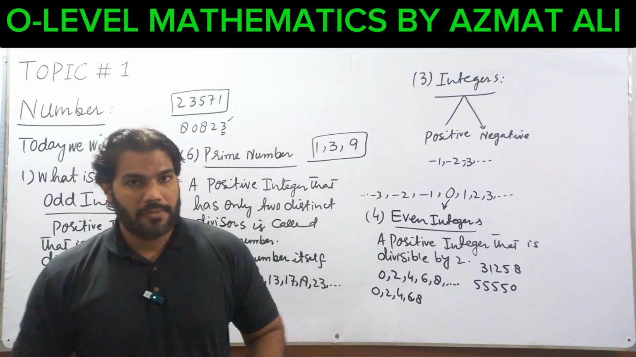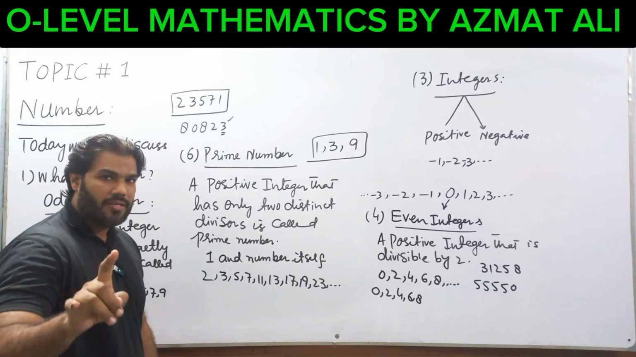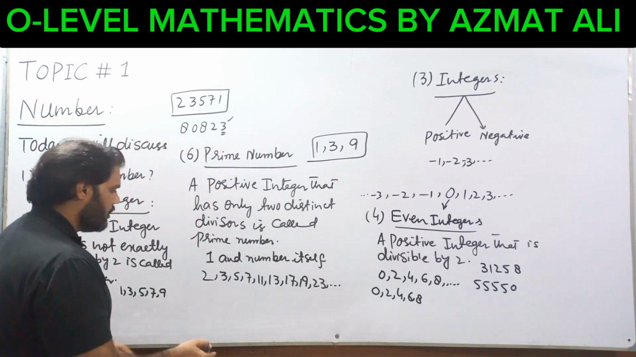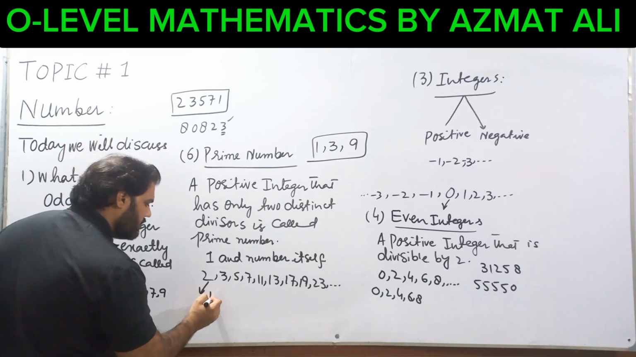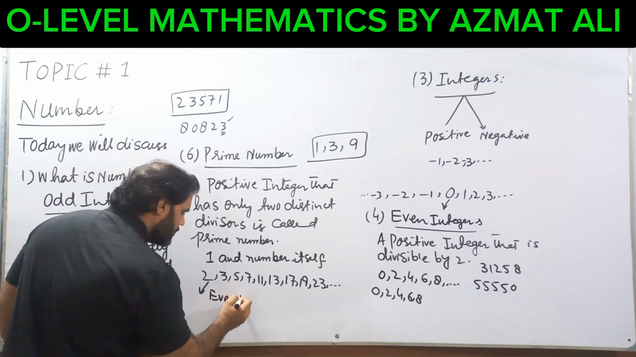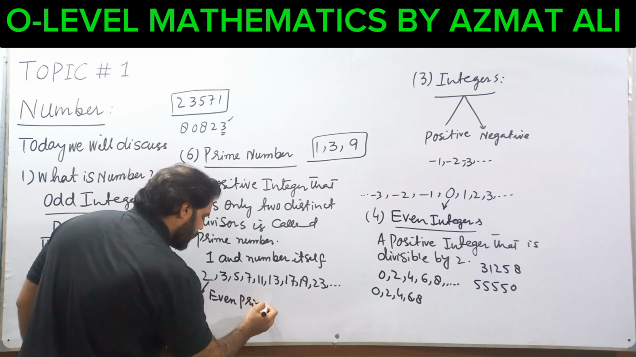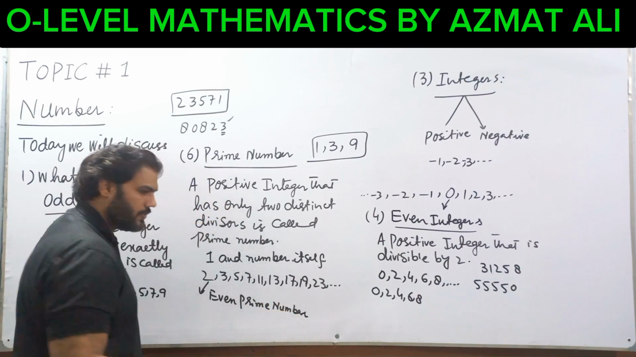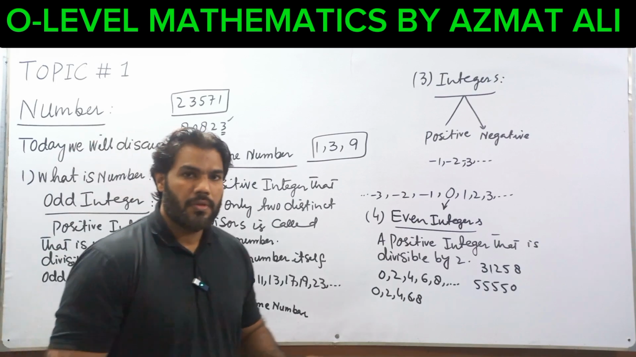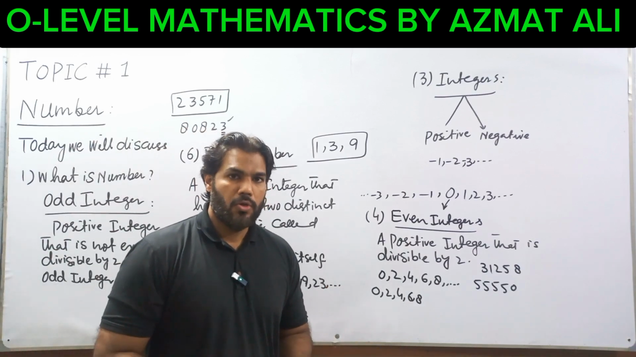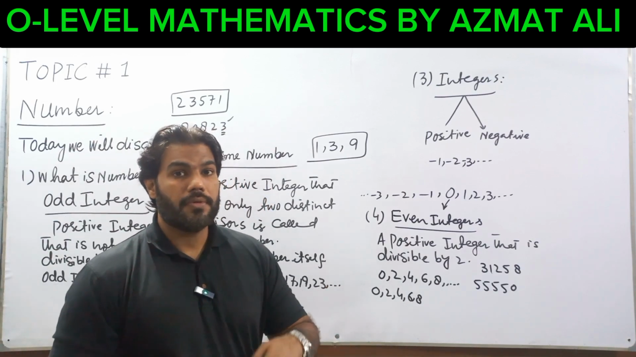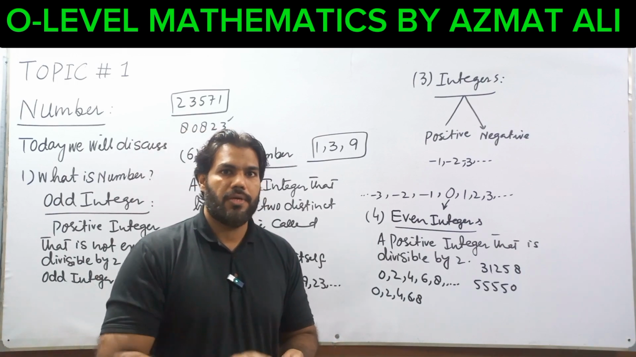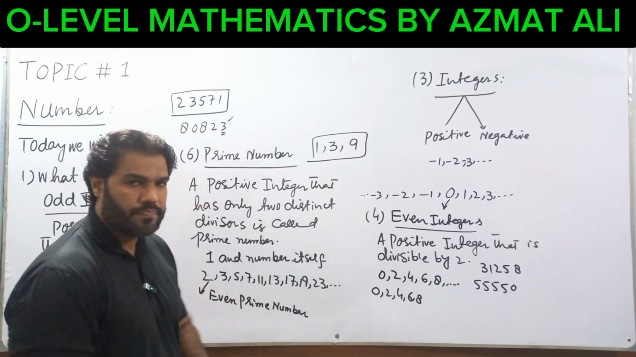You can observe here there is only one prime number that is even, and which one is it? 2. This is the even prime number, whereas all the remaining prime numbers are odd. There is only one prime number that is even, which is 2 here.